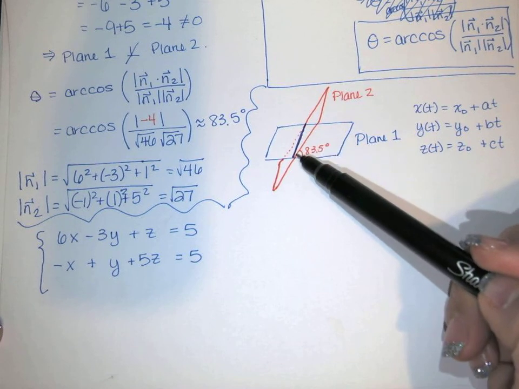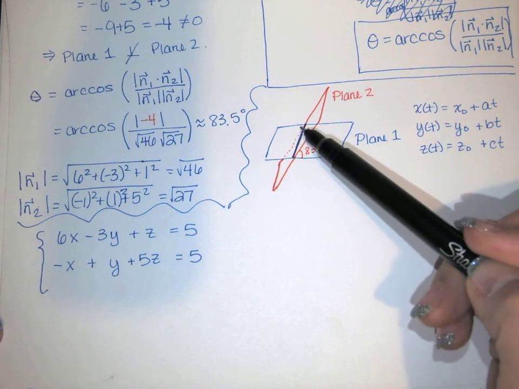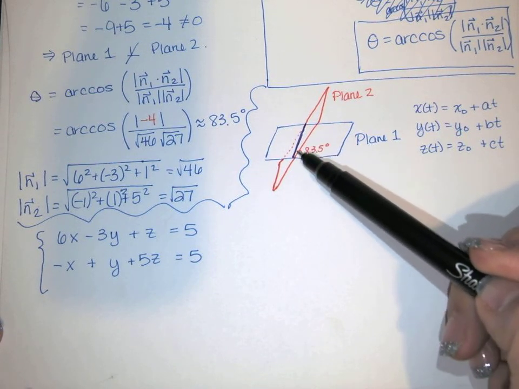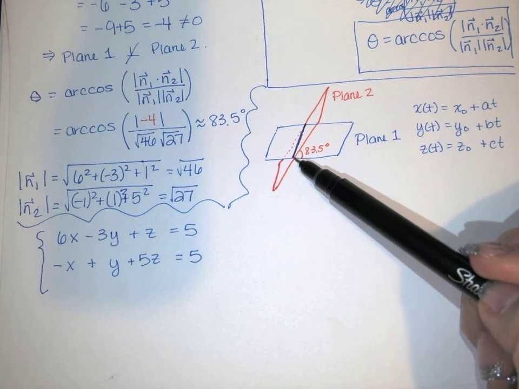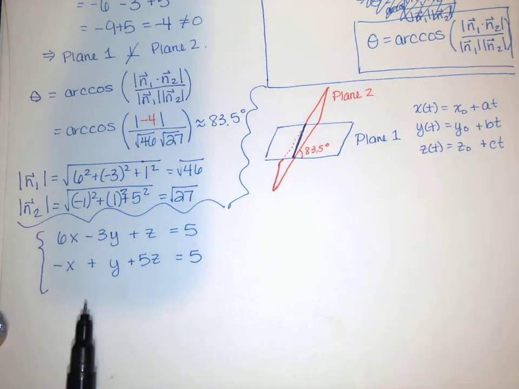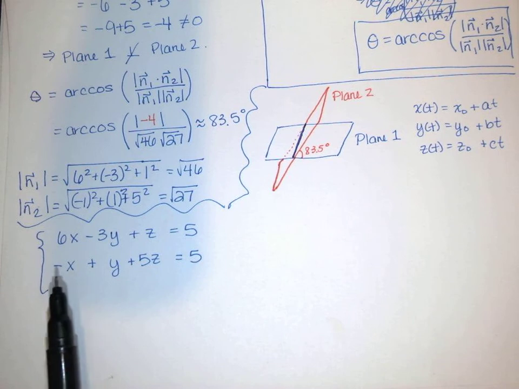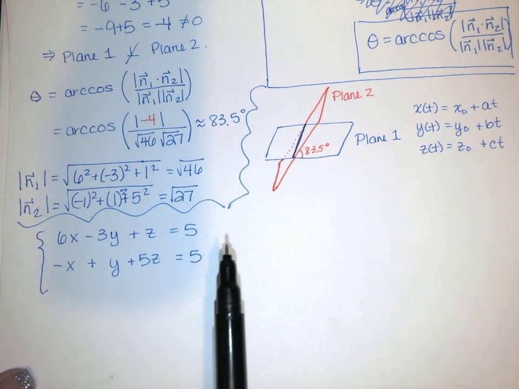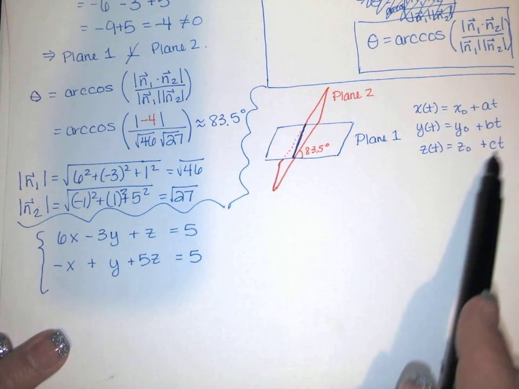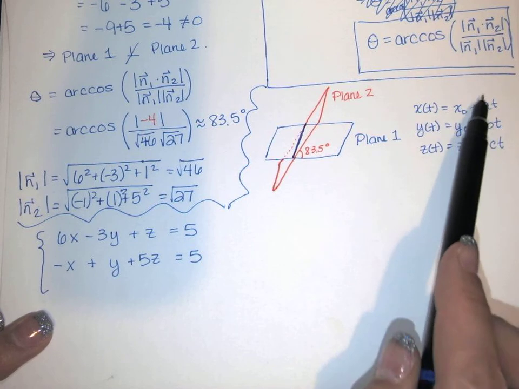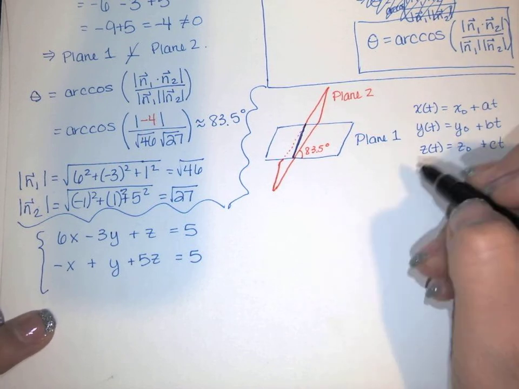We want infinitely many solutions. We want a whole bunch of solutions that all lie in the same line. So that's what we're looking for. That means we're going to have one free variable. So what does that mean, a free variable? In this set of parametric equations, the free variable is t.